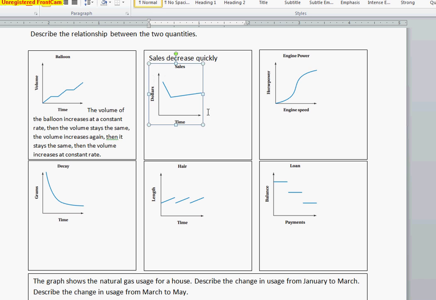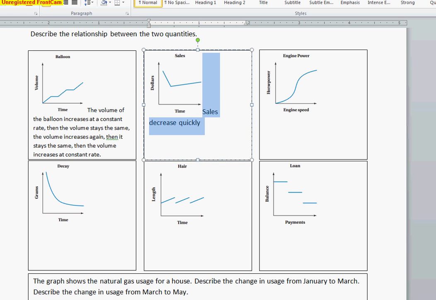And so the sales are decreasing quickly, and get that back on there. And then afterwards, we'll say also sales are decreasing quickly at a constant rate. And then increase slowly at a constant rate. And so that's what we see here. Using words like quickly tells us that it's going down quite fast, where it's not as steep when we say it increases slowly.